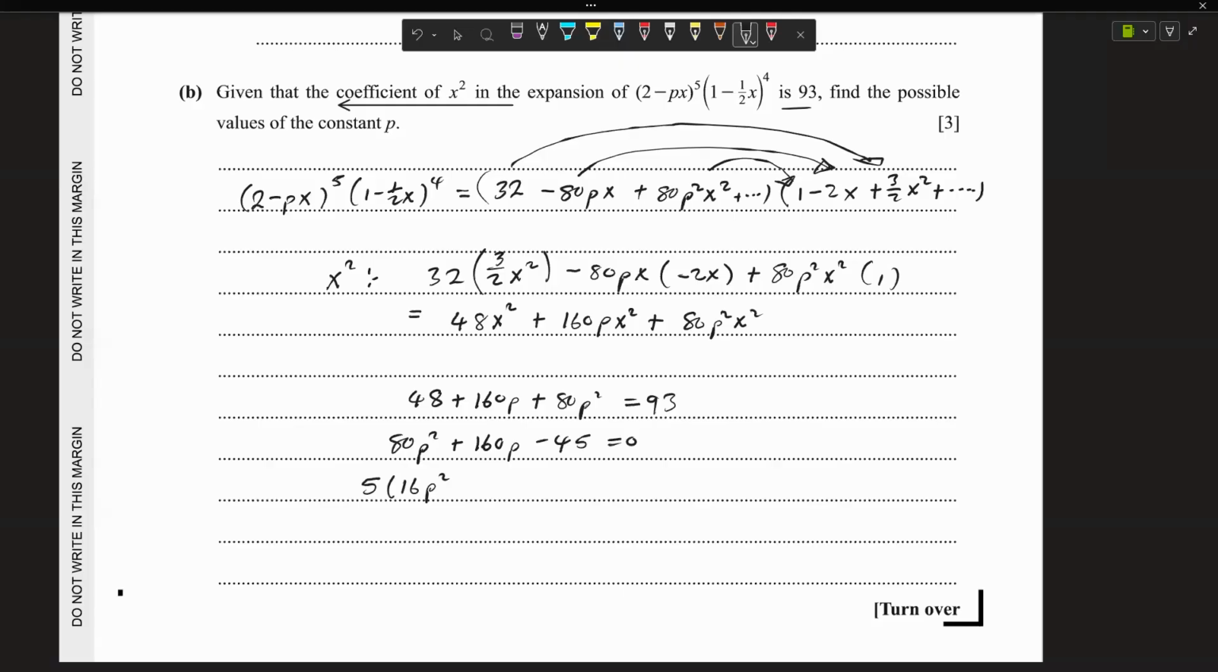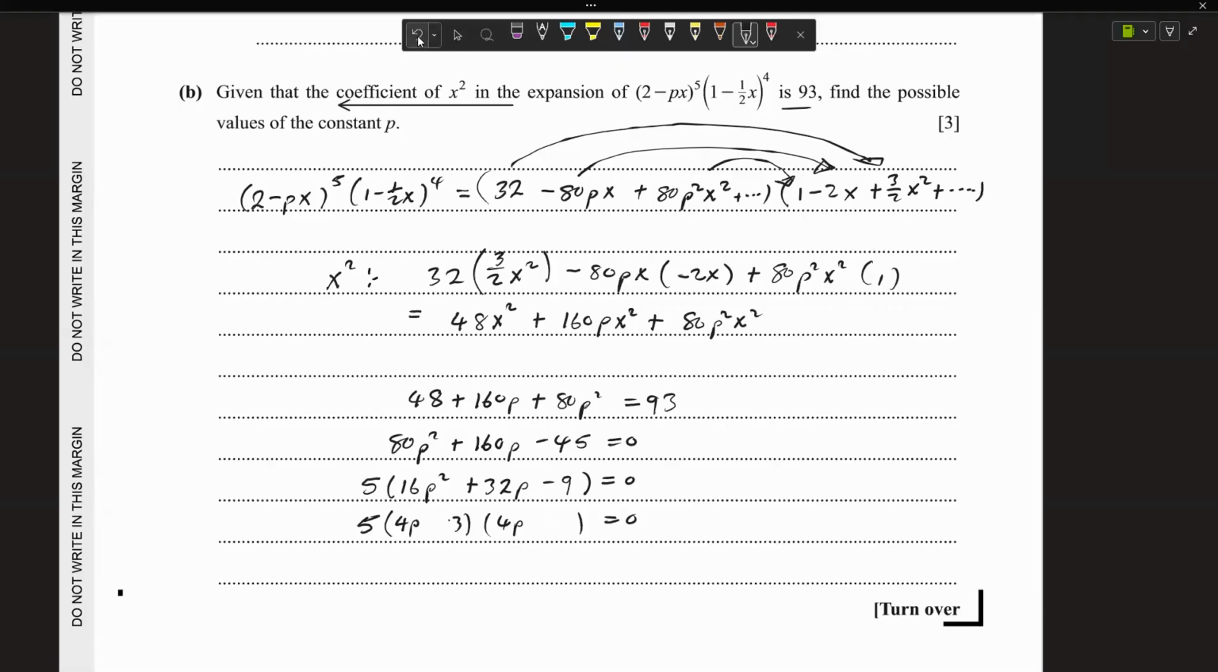5 into this, that's going to be 3, 10 to 32p, and minus 9 equal to 0. All right, so that's going to be 5. Now we can try to factorize this. We have 16, so we can have 4p and 4p. And if we use 3 and 3, that's 12 and 12. That won't work. So let's use 9 and 1.